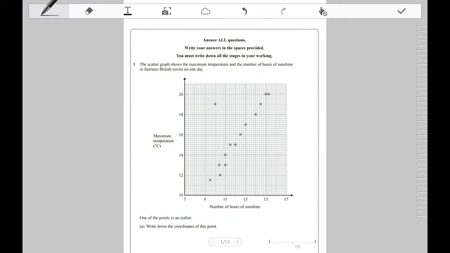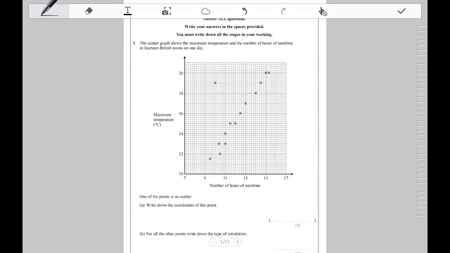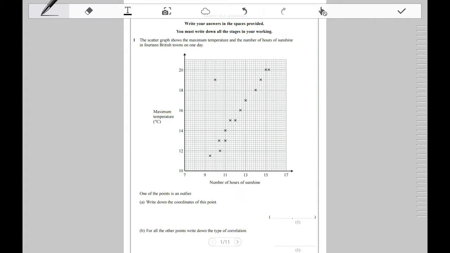And so let's begin with question 1. The question reads, the scatter graph shows the maximum temperature and the number of hours of sunshine in 14 British towns on one day. One of the points is an outlier. Write down the coordinates of this point.